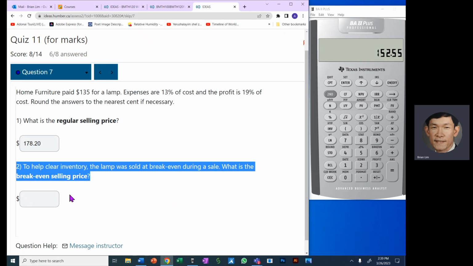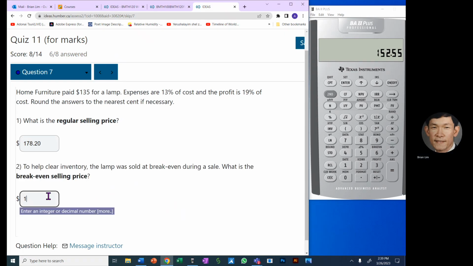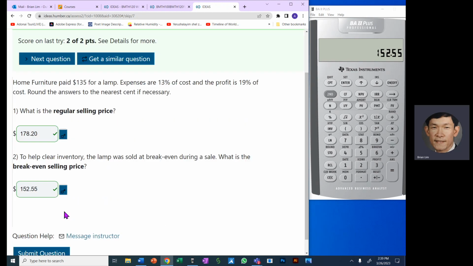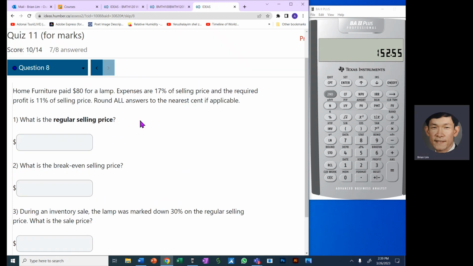152.55. So let's go back to the answer box. Put in 152.55. There we are, and hopefully that is correct. And it turns out to be correct. All right, next question.